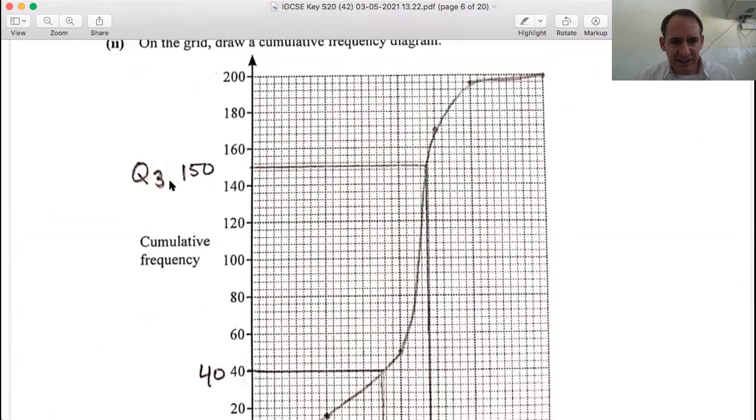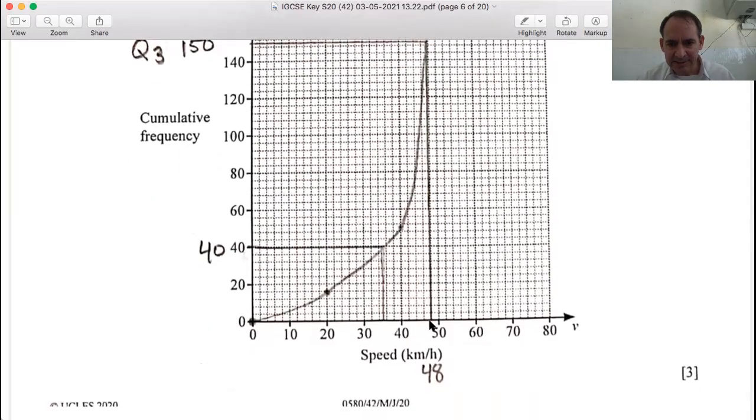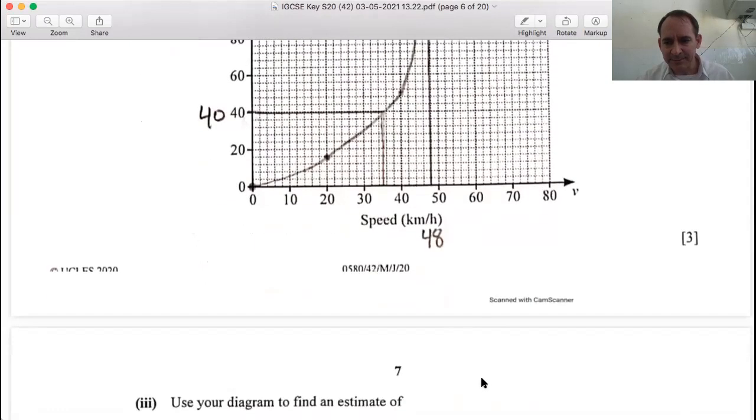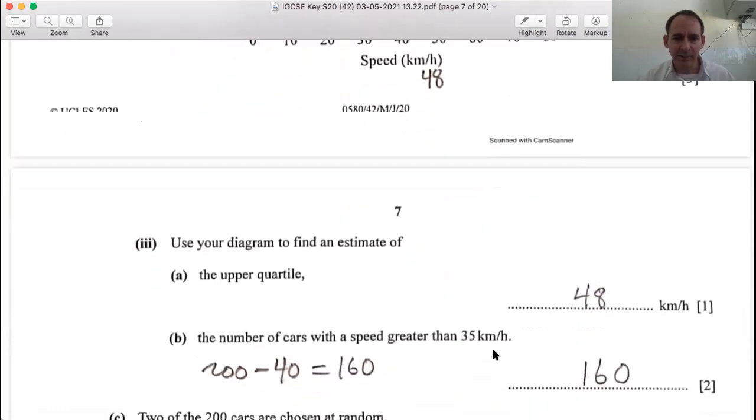Upper quartile is Q3, which is 75%. 75% of 200 is 150. So notice I start here right at 150. Use my straight edge to draw a nice straight line over to your graph. Then turn it perpendicular and draw a nice straight line down. And that happens to come down at 48. So 48 is the answer to that one.